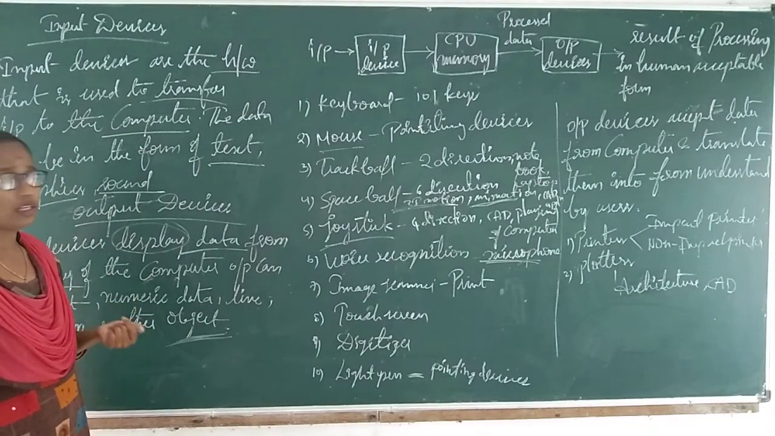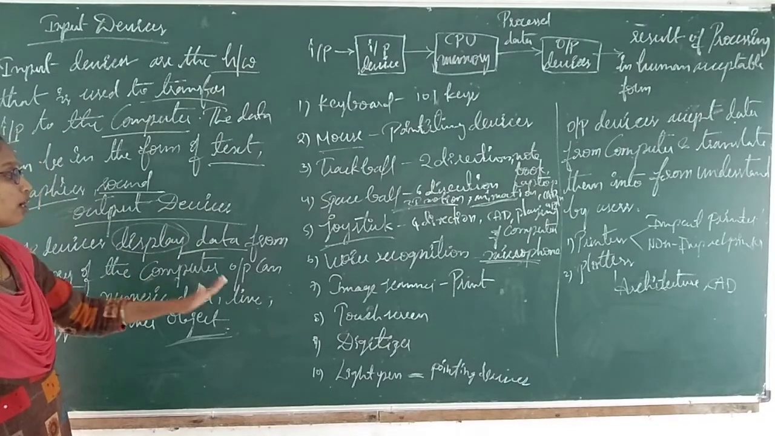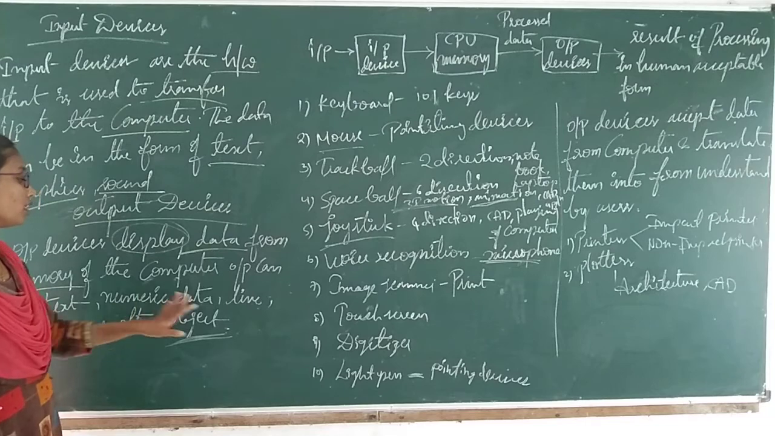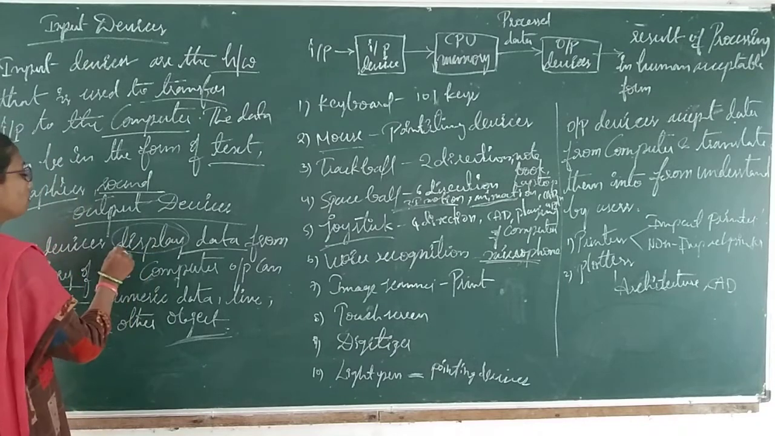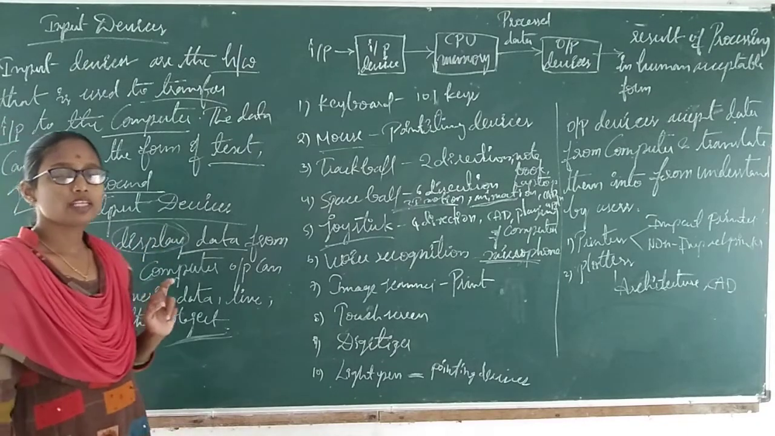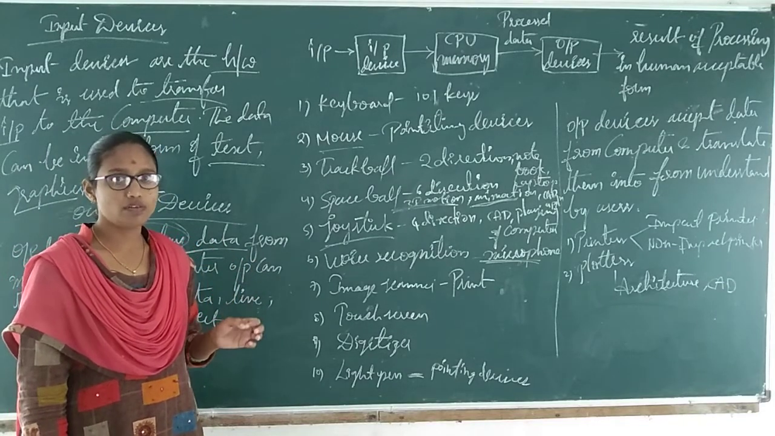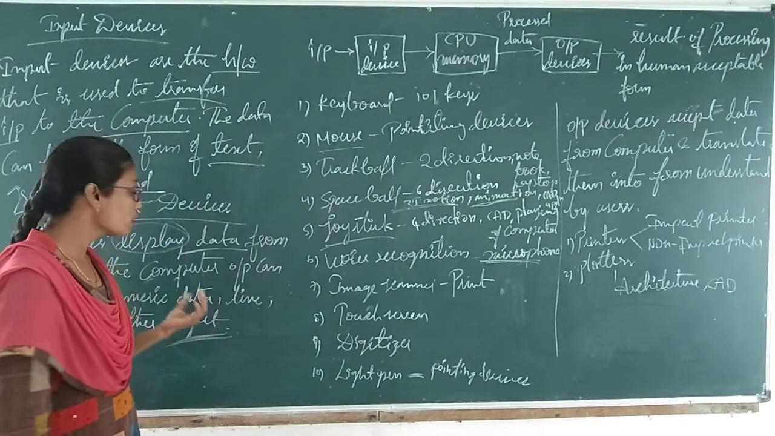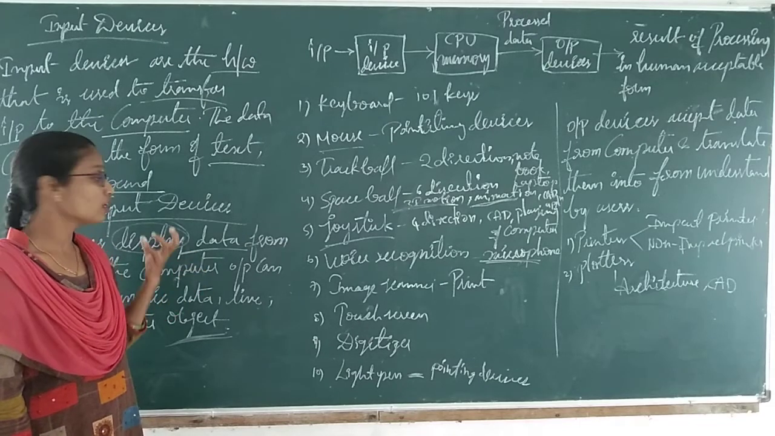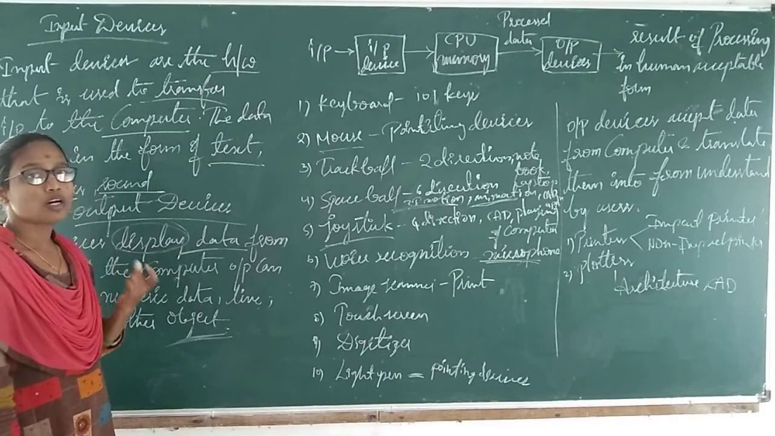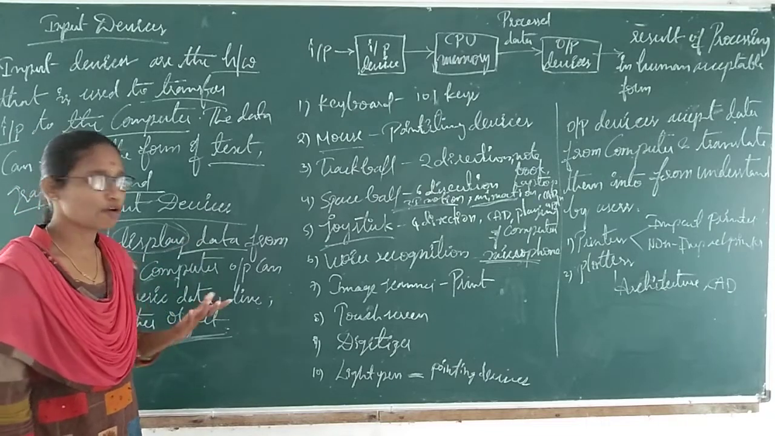Next, output devices. Output devices display the data from the memory of the computer. Output can be text, numeric data, lines, polygons, and other objects. I said already that output devices process the information sent out by the computer to the user. The monitor is displaying whatever output you want from the computer, displaying the processed information.